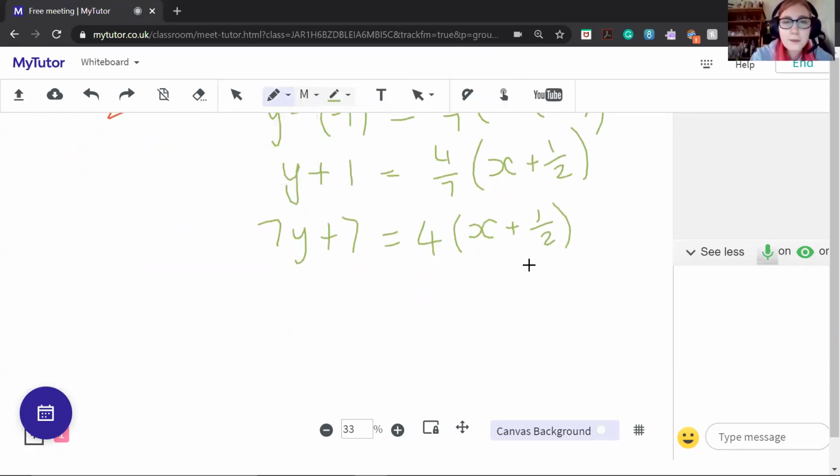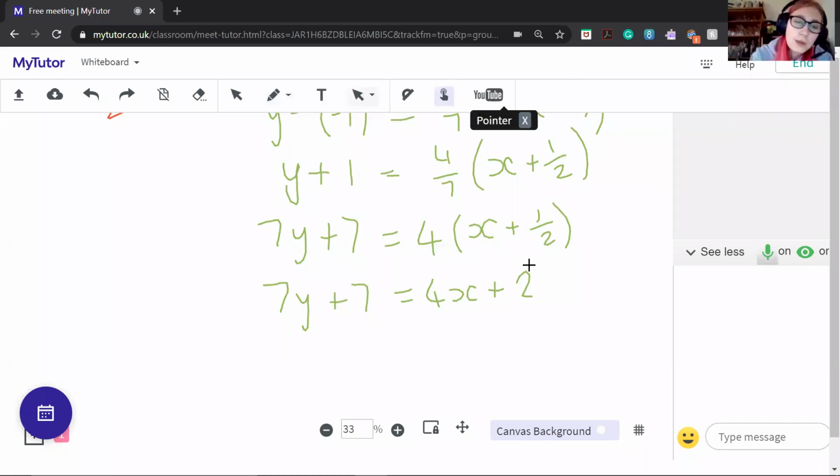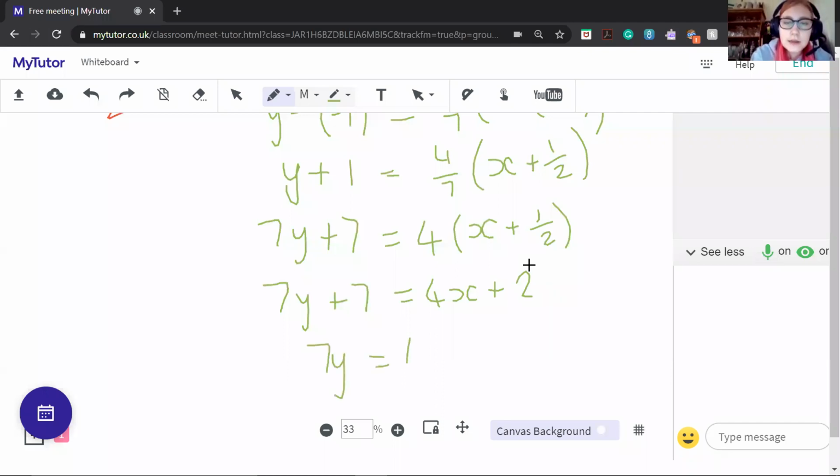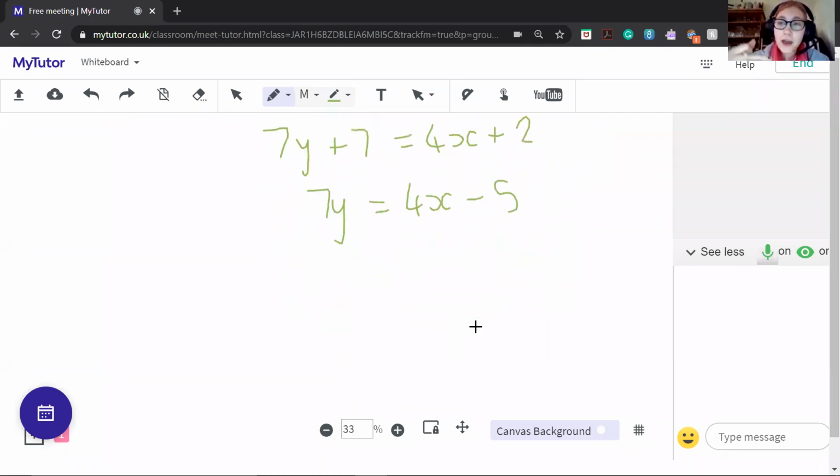And then I'll expand out the brackets on the right-hand side. 7y plus 7 equals 4x plus 2. 4 times 1/2 is just 2. And then we're really nearly there. But we only want y on this side. We don't want this plus 7. So we'll subtract 7 from both sides. And again, every stage of this has been a totally valid equation because they all mean the same thing. We're just making it a bit nicer for us. And then finally, I'm going to divide everything through by that 7. So y equals 4/7 of x minus 5/7.